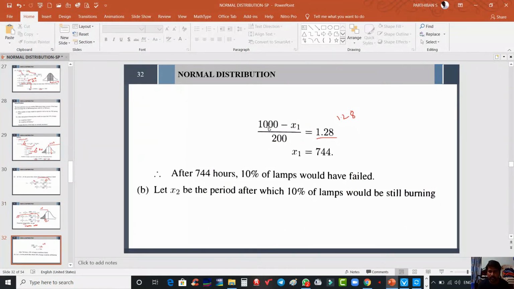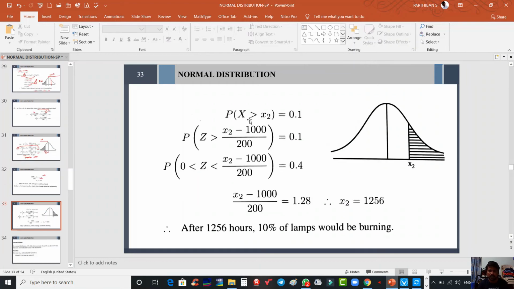So cross multiplying and adjusting the term, we can have x1 equal to 744. And similarly, let x2 be the period after which 10% of lamps would still be burning. See here, probability of x greater than x2 equal to 0.1. As usual, probability of z greater than (x2 minus 1000) divided by 200 equal to 0.1.